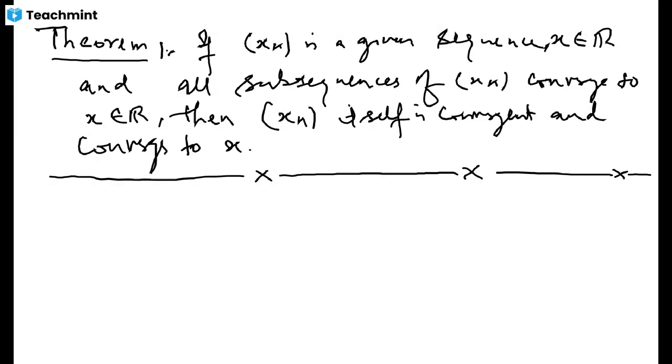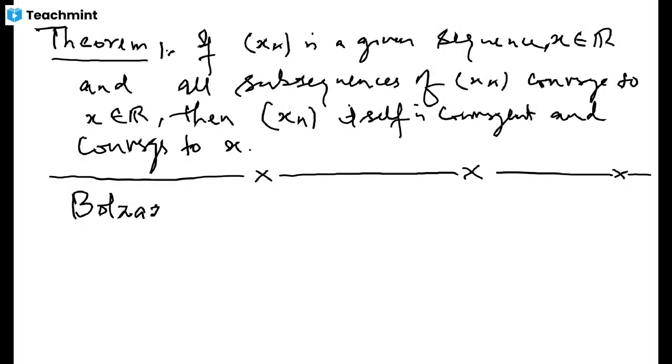Now next, as we saw that there are sequences which are not convergent, but they have convergent subsequences. Now the question is, we want to know what are the sequences which have convergent subsequences? And then we have a very well-known theorem which will tell us about a class of sequences which will definitely have a convergent subsequence.